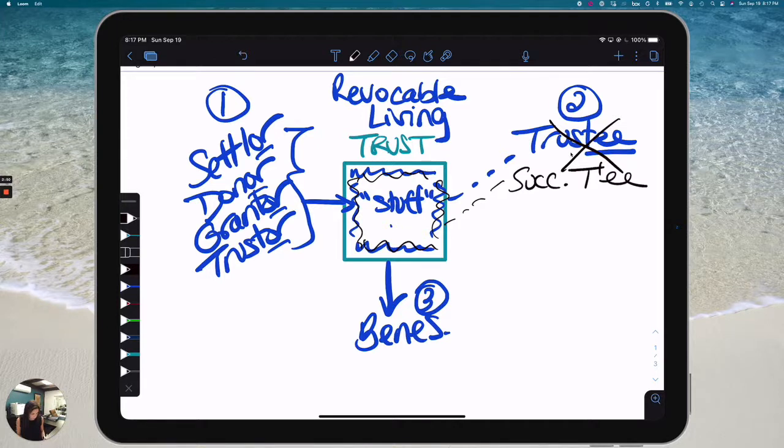And of course, when you're no longer living, then we have your contingent beneficiaries, the people that you'd like to take after your death. And then it's up to your successor trustee to follow all of your rules to get your stuff to your contingent beneficiaries. The key here always is getting the stuff inside the trust.